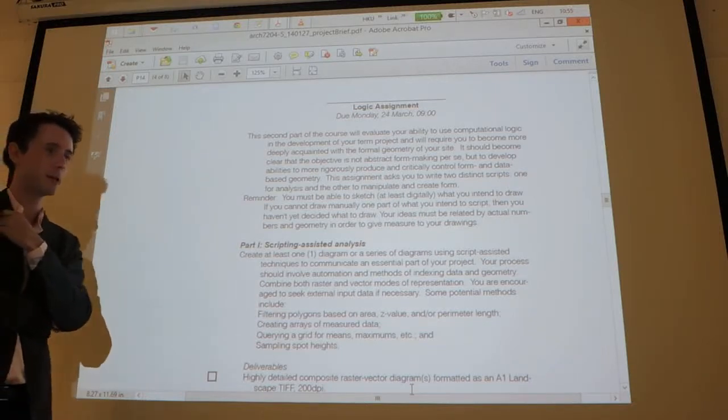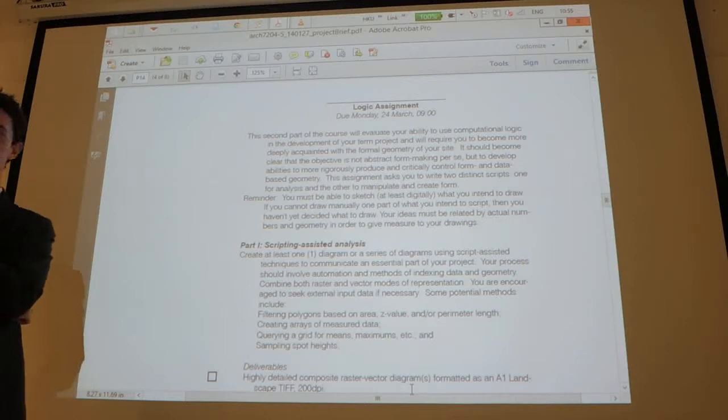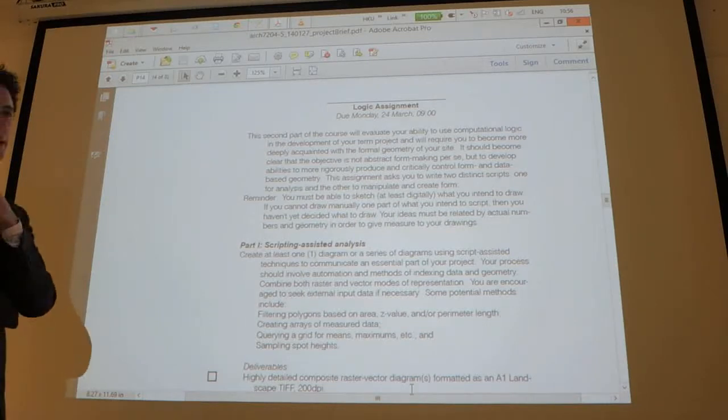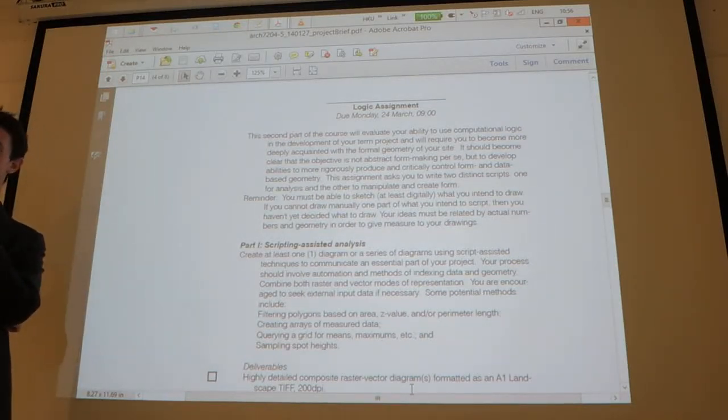Manually draw one part of what you intend to script, otherwise you haven't yet decided what to draw. Very, very often, questions that you ask me, I'll probably end up referring you back to this or asking you, how would you manually draw this if you intended to do it? As you go through that, you'll find that, oh, I don't have that data, or I don't have a particular piece of it. Well, you haven't actually gone through and tried yet.